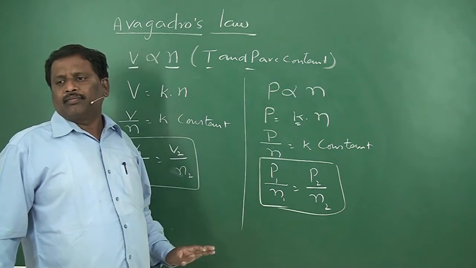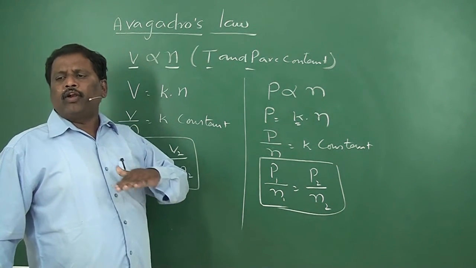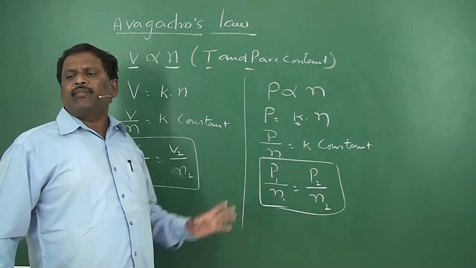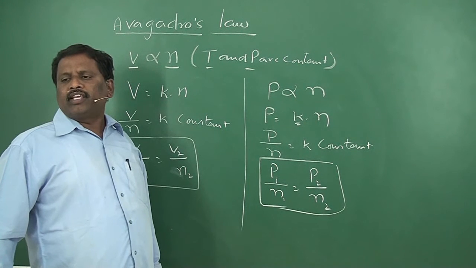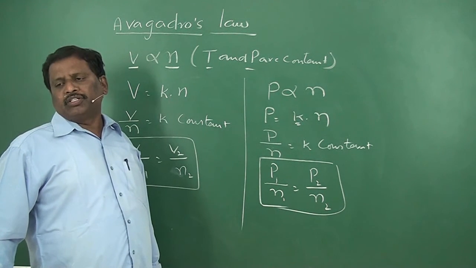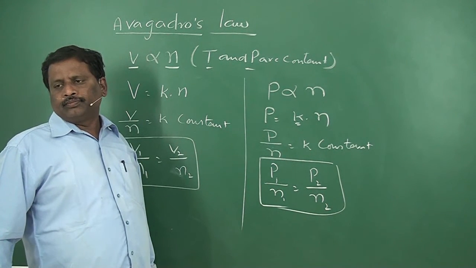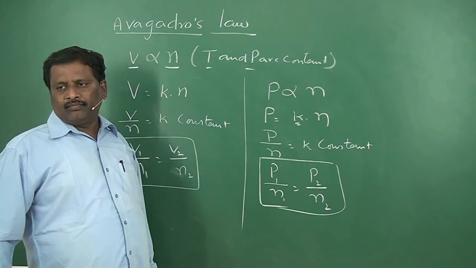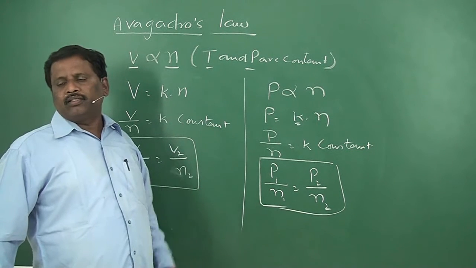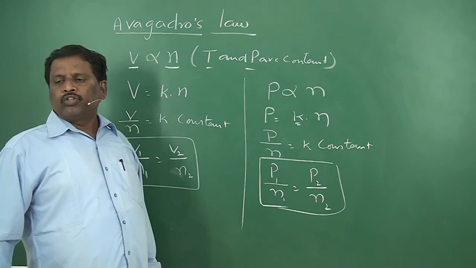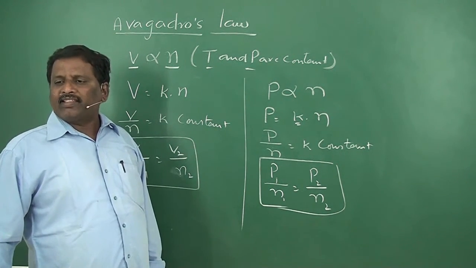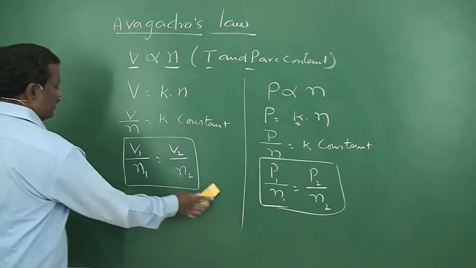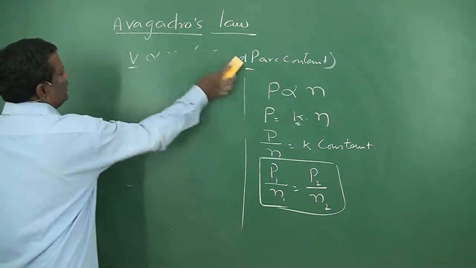Both are same. That means basically, according to Avogadro's hypothesis, equal volumes of all gases contain same number of molecules under same conditions of temperature and pressures. Now we have studied three laws. On combining these three laws, we can get an equation which we call an ideal gas equation. Let us derive this ideal gas equation.